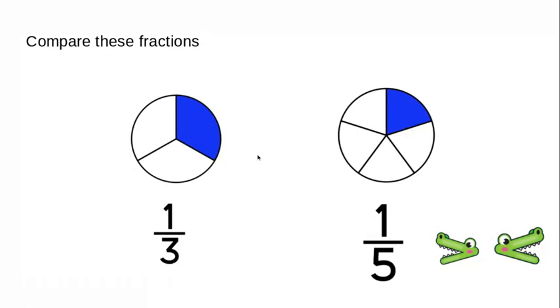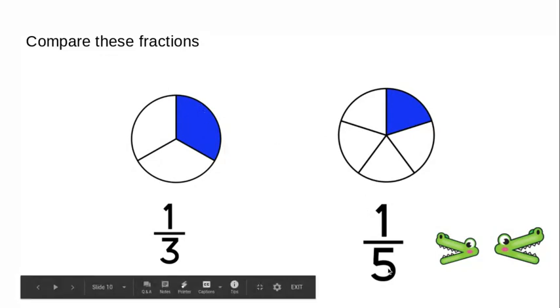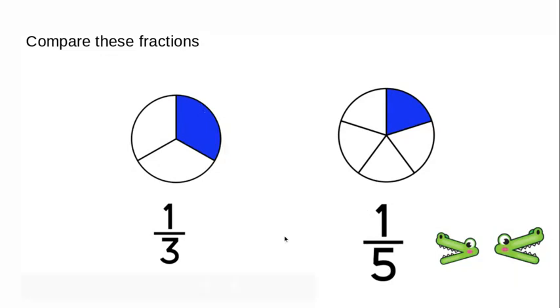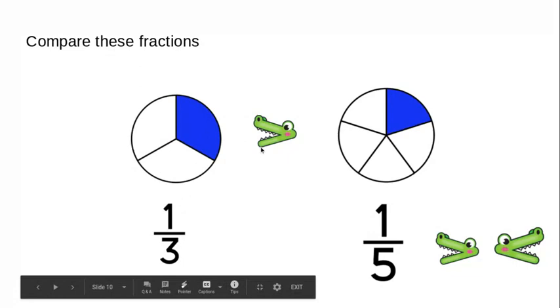So 1/3 and 1/5. Which one is greater? We can see by the picture that 1/3 is greater than 1/5. So think about what that would look like with the symbol. And there we go. 1/3 is greater than 1/5.